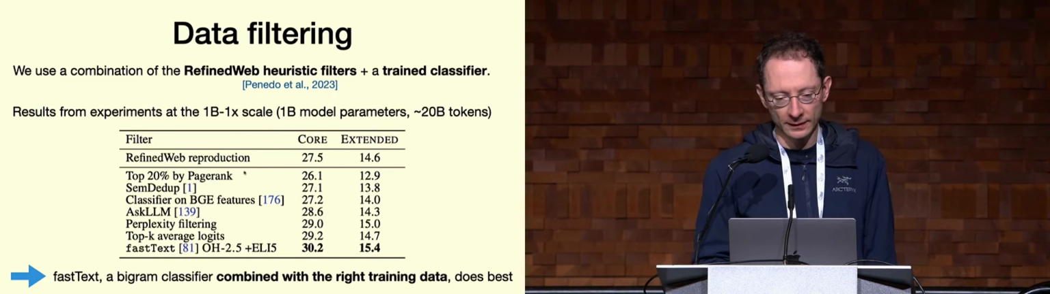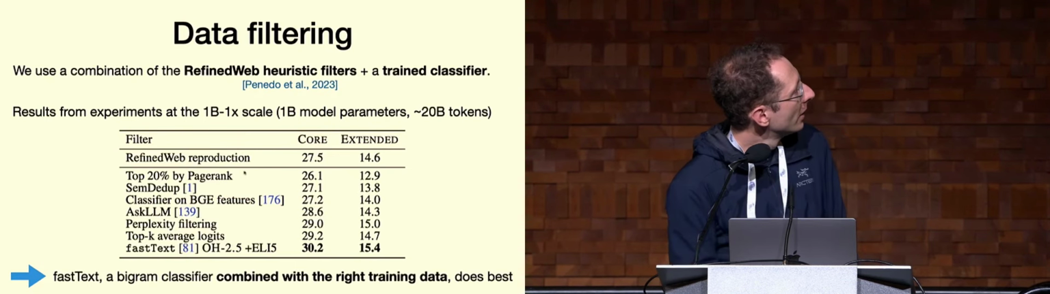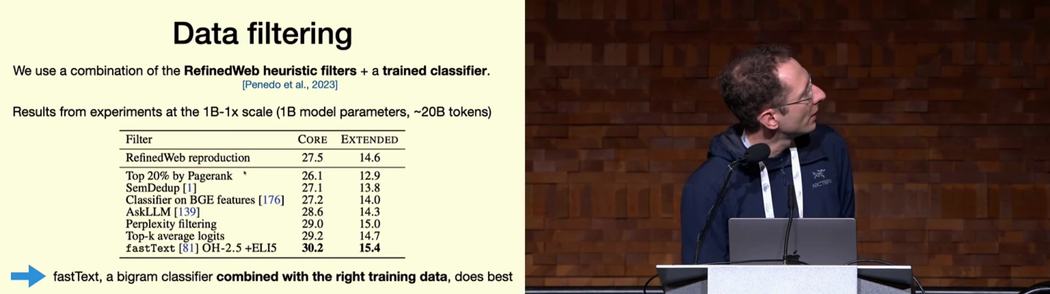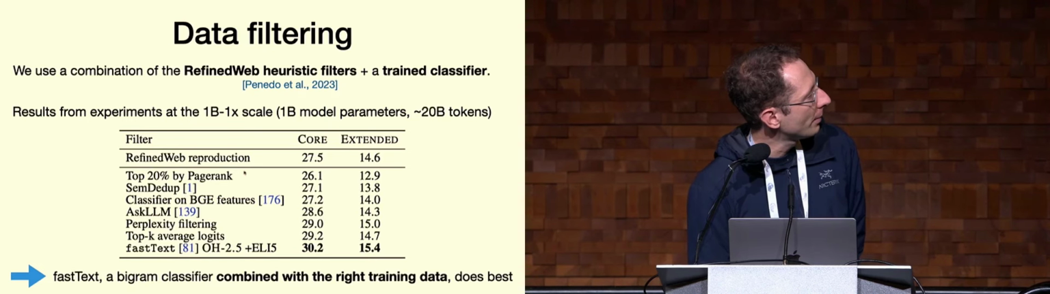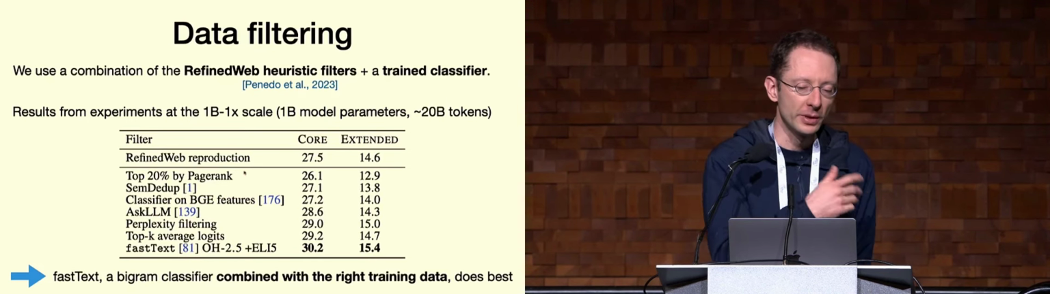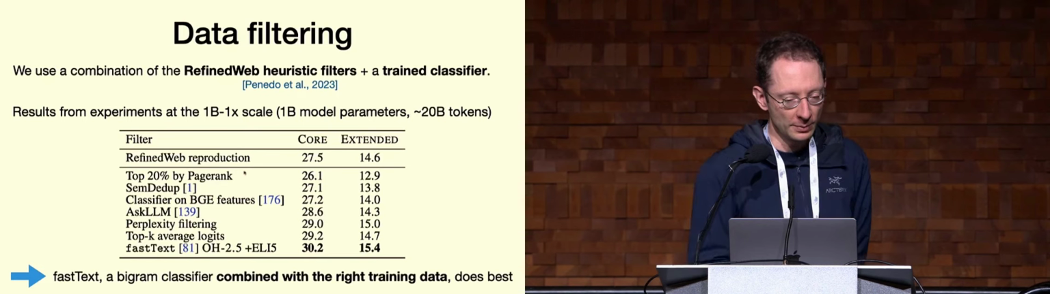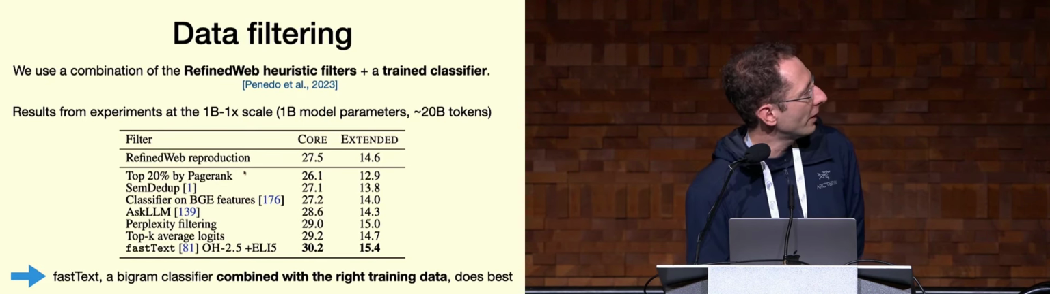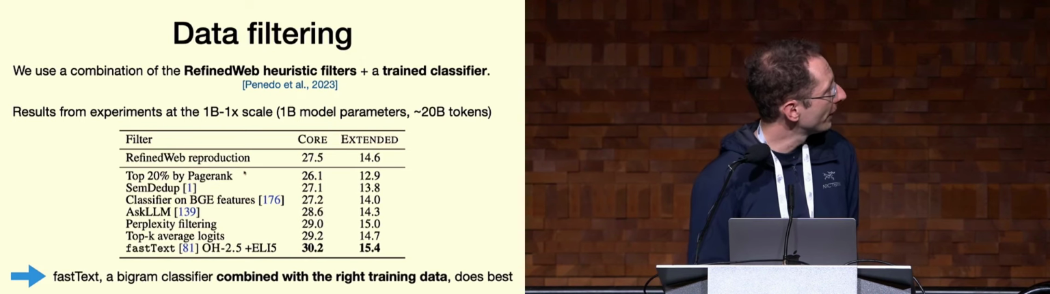Okay, and let's look at a couple different approaches here. This is again at the 1 billion parameter scale. RefinedWeb reproduction: we had to reproduce RefinedWeb because at the time this wasn't fully published. So if you just train a model on RefinedWeb, you get 27.5 on core.